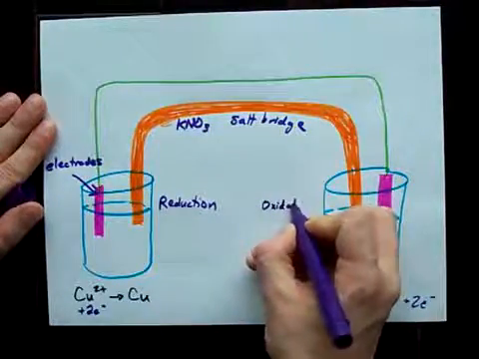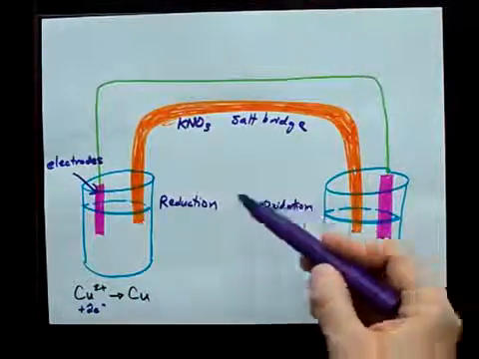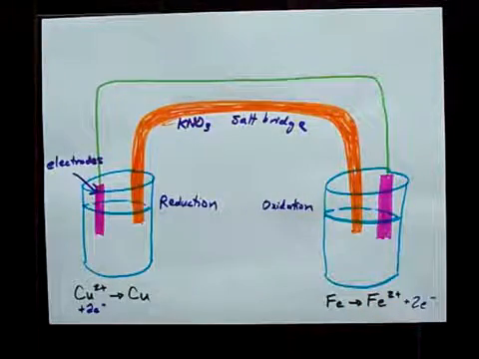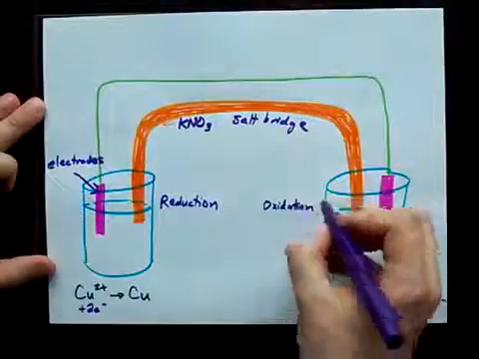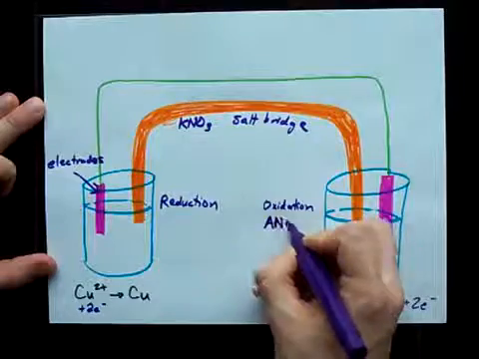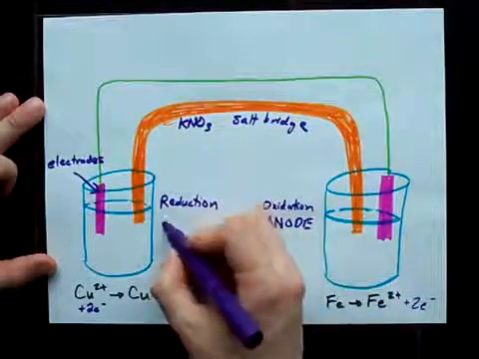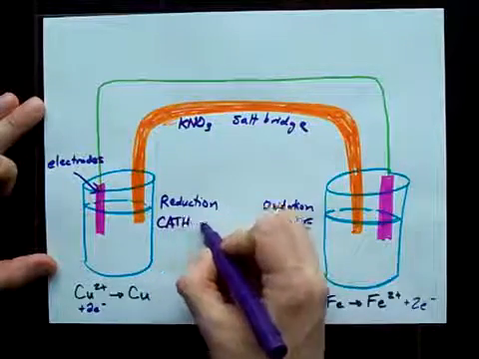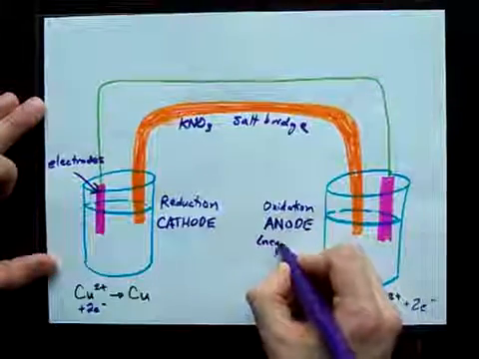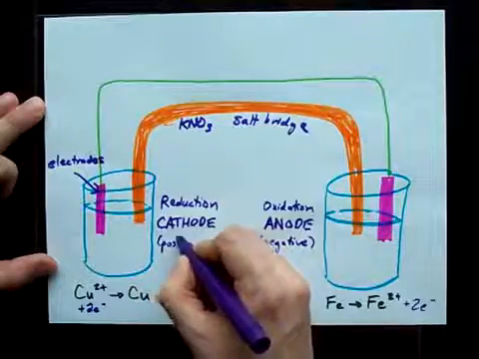Oxidation is our word for the loss of electrons. And based on which is happening in which beaker, reduction and oxidation, we have special names for each electrode. The electrode where oxidation is happening is called the anode, and the electrode where reduction is happening is called the cathode. This is often referred to as the negative electrode, and this is often referred to as the positive electrode.